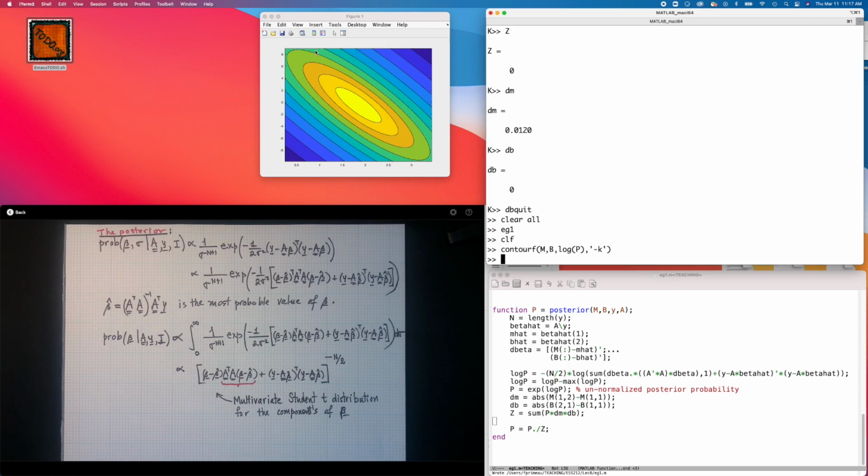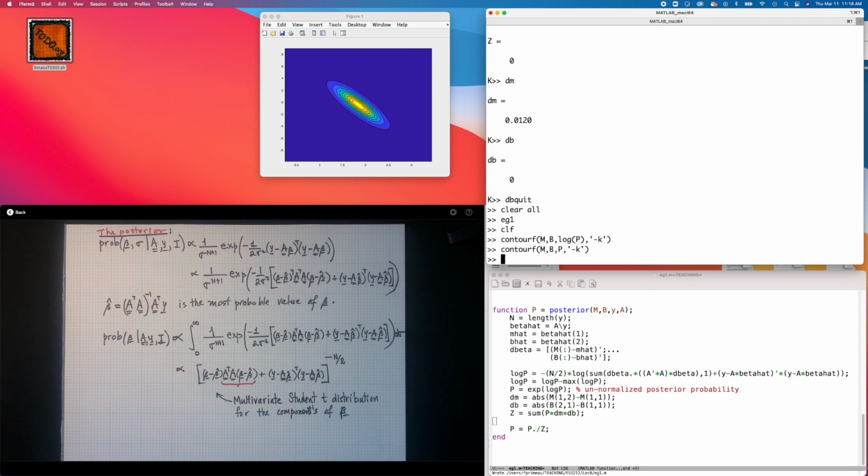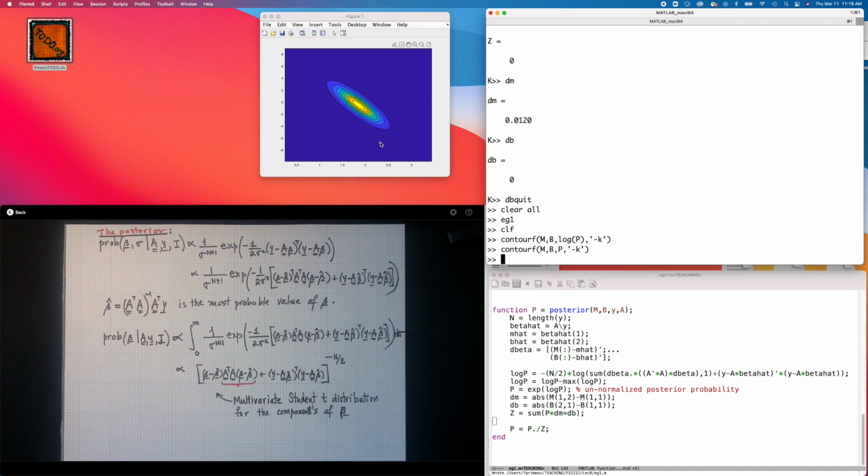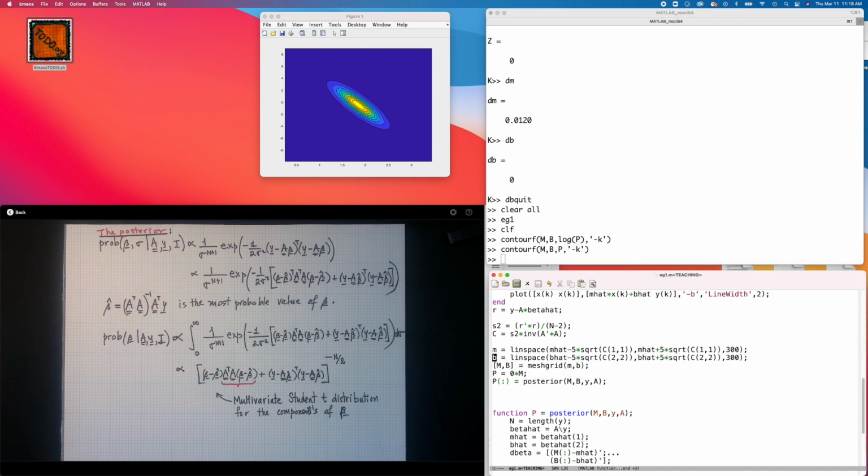Alright, so that looks good. This is the posterior, the log of the posterior probability. The actual probability is much more concentrated. If I take away the logarithm, you can see that you get a little ellipse of probability. Okay, so let's tidy up the code, make the plot, and then think about what we've just created.